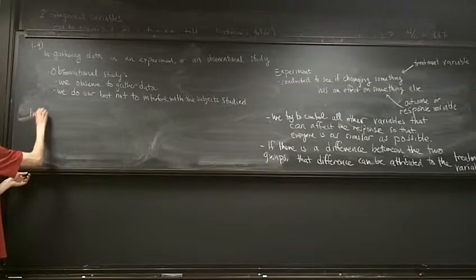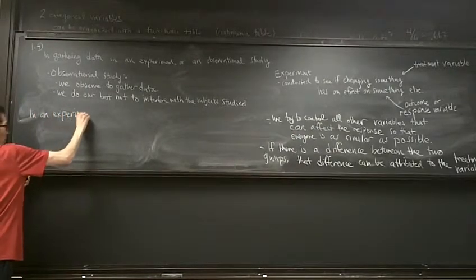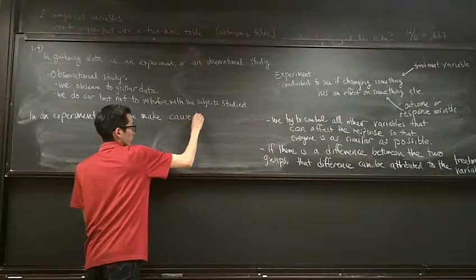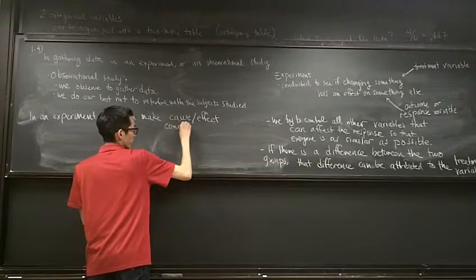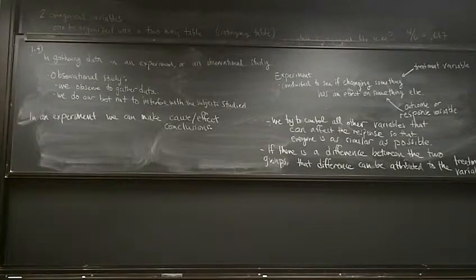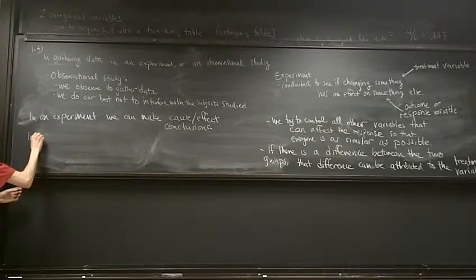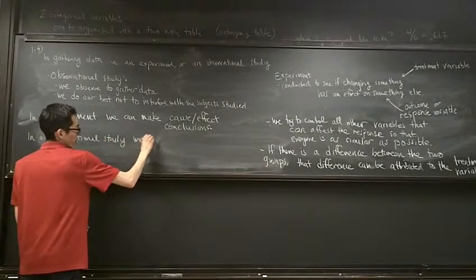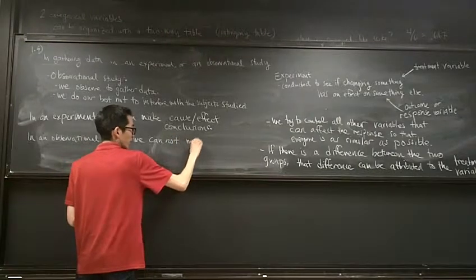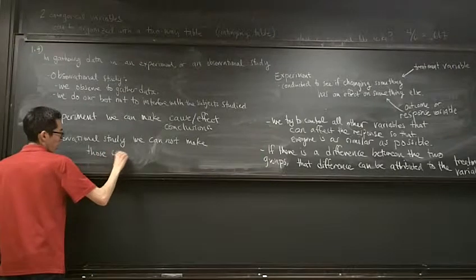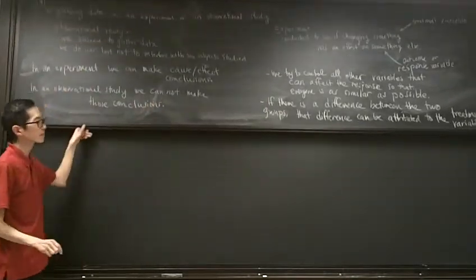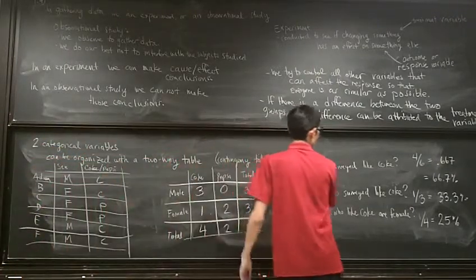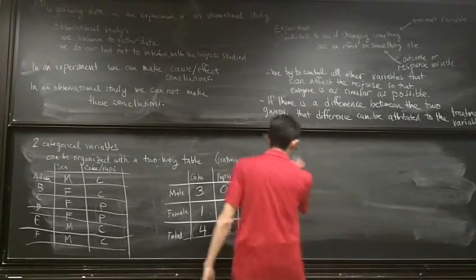So, in an experiment, we can make cause and effect conclusions. All right. In an observational study, we can not make cause and effect conclusions. Oh, another important distinction is that in experiments, we assign the treatments.